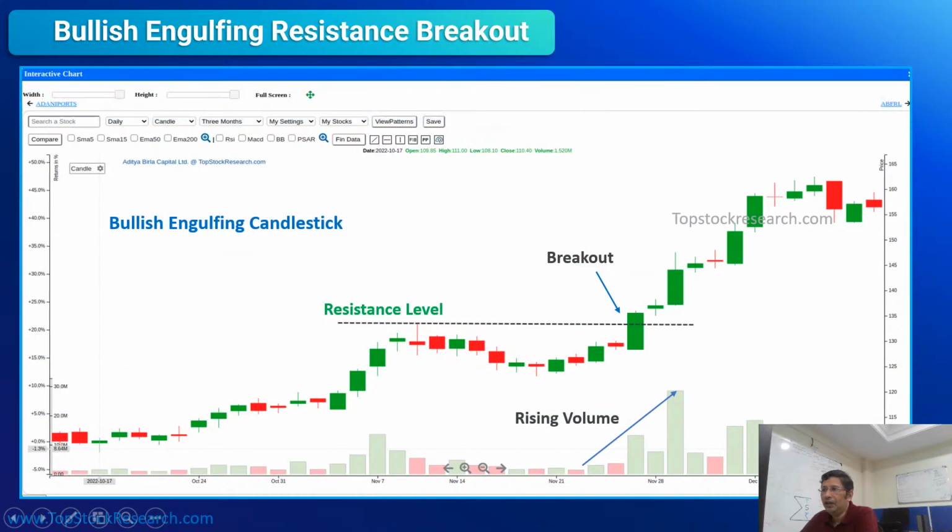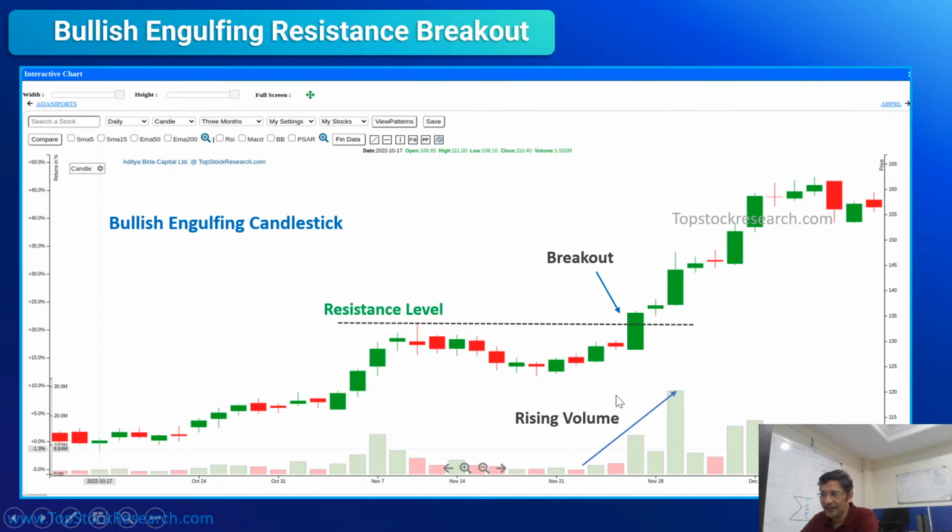Then another example: if it is a resistance breakout, and you see the volume is also good, that should give you better confidence. In such a case, if there are two very strong things, in fact three strong things here, what you should be looking at is a trailing stop loss rather than a fixed profit, right?